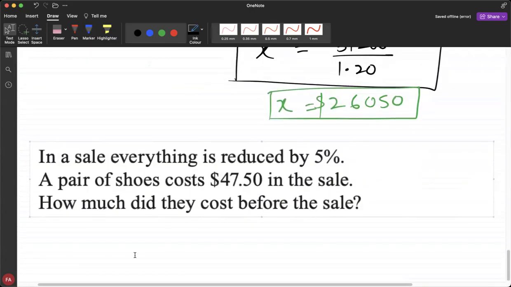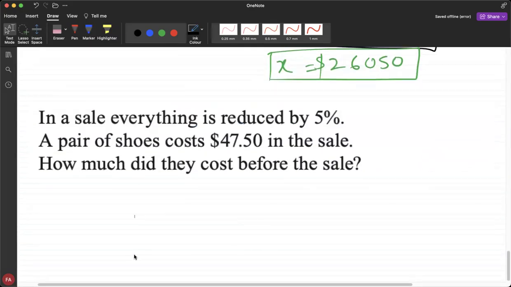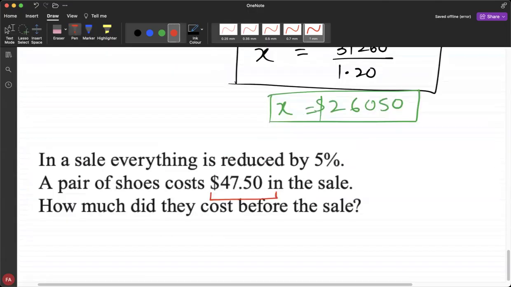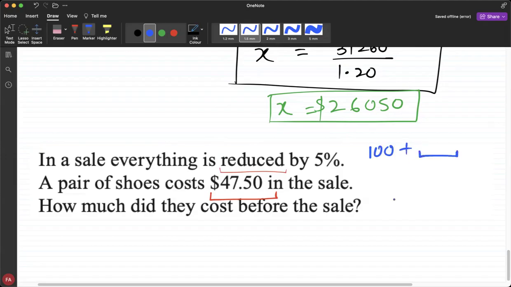All right, so let's check this out. The question reads, in a sale, everything is reduced by 5%. A pair of shoes cost you 47.5 bucks in the sale. How much did they cost you before the sale? So again, in this case over here, we're having reduction. And I told you this earlier as well. If it's increase, we always do 100 plus something, whatever that value is. Whereas if the question is about decrease, then we say 100 minus that percentage. So what percentage do we have? It's 5%. So can I say that's going to be 100 minus 5, which gives you 95%?